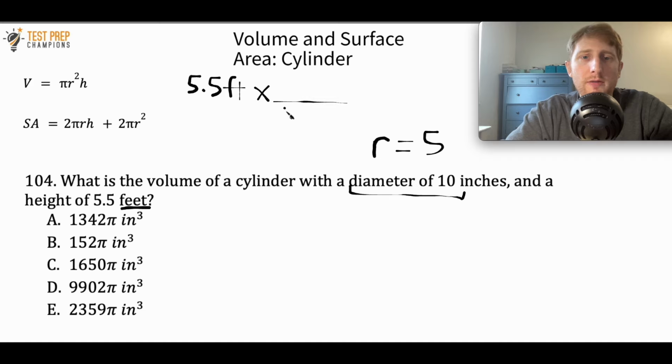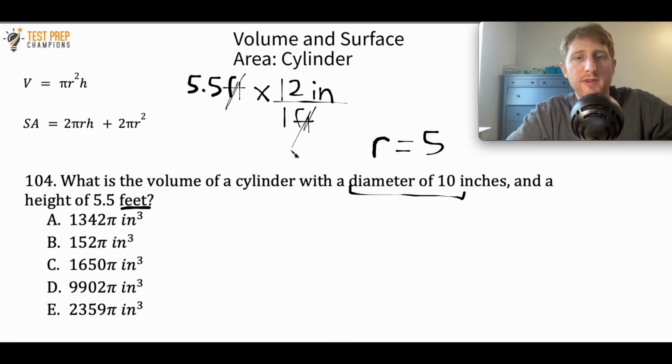So 1 foot is equal to 12 inches. So the reason why I want to multiply by 12 is because when I set it up this way, 5.5 feet times 12 inches divided by 1 foot, the units will cancel out and it leaves me with an answer in inches. So we want to do 5.5 times 12. Let me do that in my calculator, and that is 66. So 5.5 feet is 66 inches.